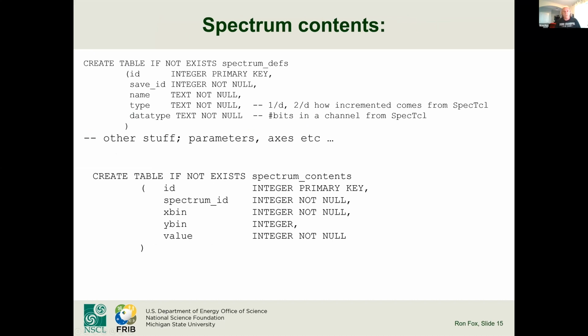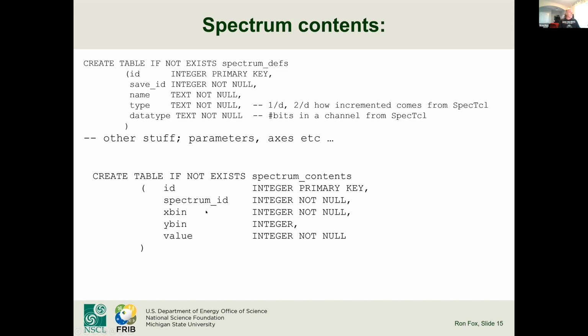Spectrum contents, those are pretty easy. Each spectrum you can think of as a one-dimensional or a two-dimensional spectrum. Here's a root record definition of a spectrum. There are sub-tables that point back to this that I'm not going to go into, that define, for example, axes and the parameters it needs and so on. Note that it has a save set ID, so this spectrum definition lives in a save set, has a name and a type. The type determines how this spectrum is incremented.